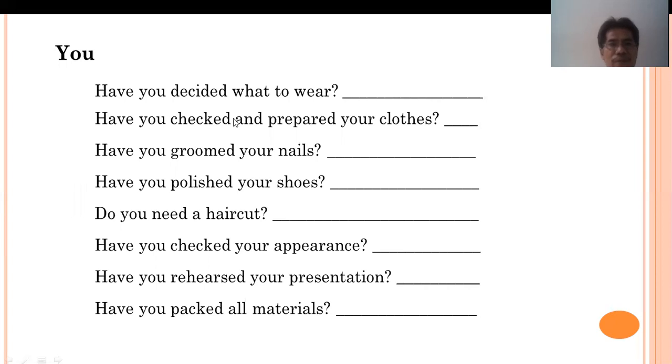And then you decide what to wear. This is also important: the clothes. Have you checked and prepared your clothes? Have you groomed your nails? Wow, grooming our nails is also necessary. Have you polished your shoes? Of course, because during the presentation you have to stand in front of the audience, and you have to wear very neat clothes and the like. Do you need a haircut? Is it necessary for you to let your hair be long or short? And then have you checked your appearance?